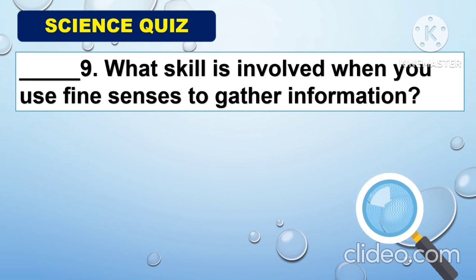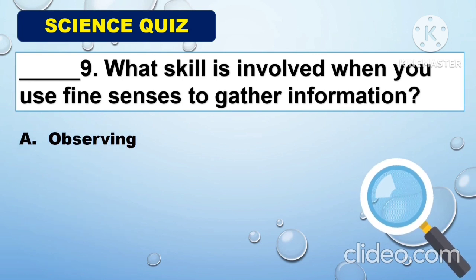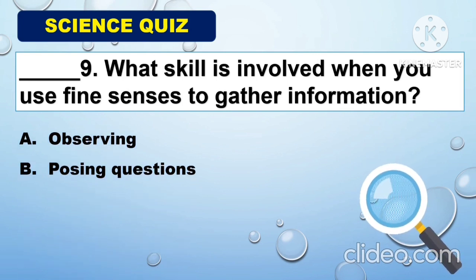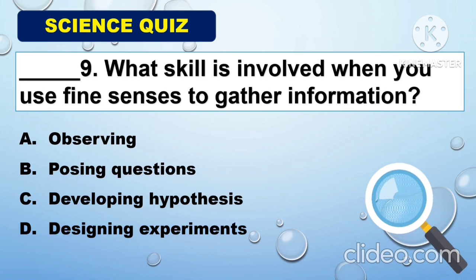Number 9. What skill is involved when you use your senses to gather information? Letter A. Observing. Letter B. Posing questions. Letter C. Developing hypotheses. And letter D. Designing experiments. The answer is letter A.